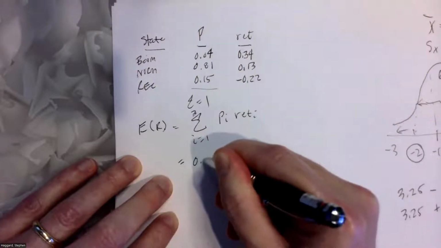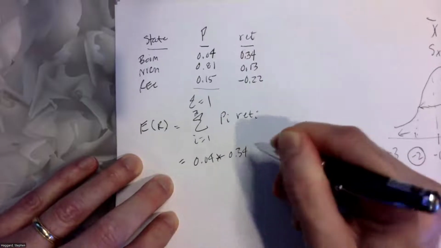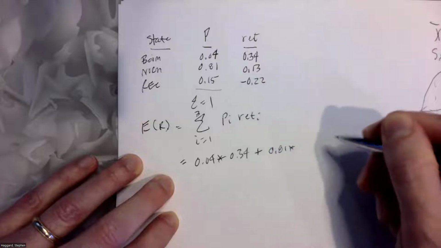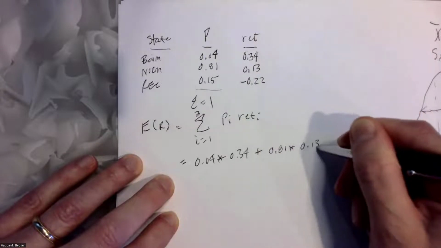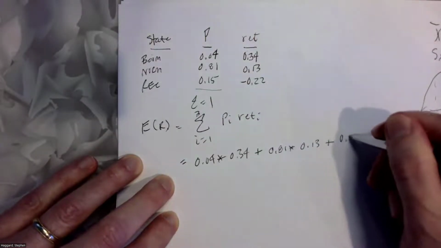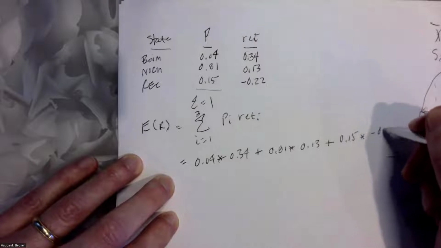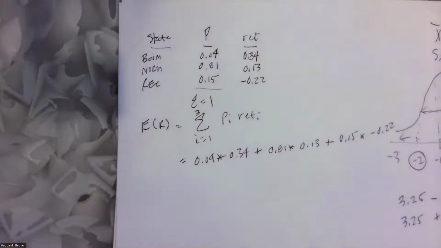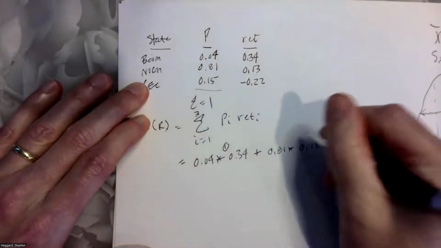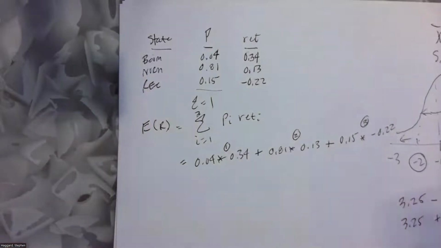And so we've got 0.04 times 0.34 plus 0.81 times 0.13 plus 0.15 times negative 0.22. So here's what I'm going to do. I'm going to go through here and figure each one of these and store them in 1, 2, 3, and then I'm just going to add them all together to get what I want.